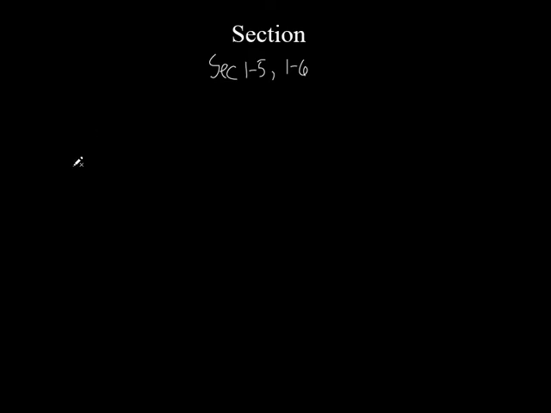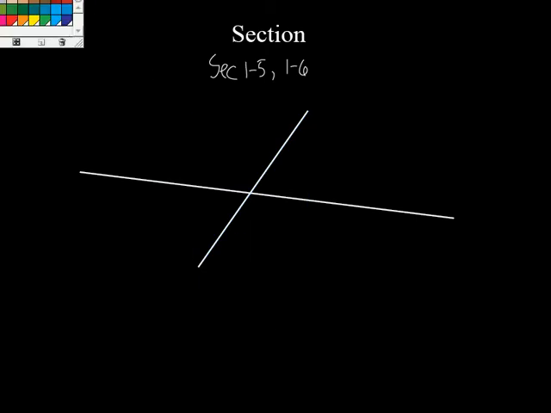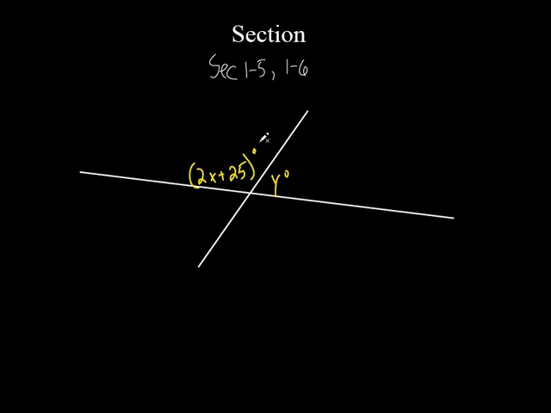All right. So let's take a look at number 21. Alright, so this line kind of looks like that. This one slants about like that. Alright. Let's put some values in here for these angles. They say that this angle right here is y. This one right here is 2x plus 25. That's this angle right there. And this angle down here is 3x minus 10.